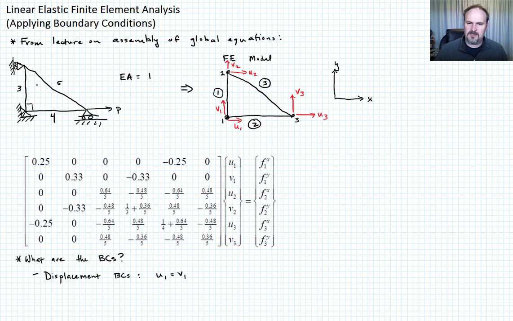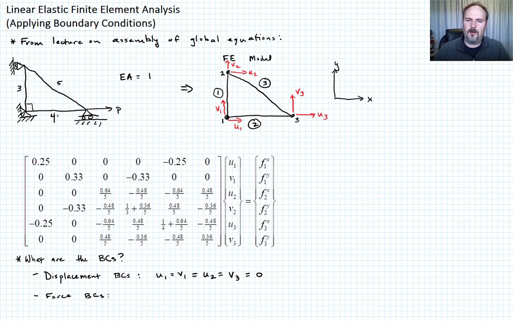What else? Let's see. Let's go up to node 2. It's free to move in the y, but it is constrained in the x. So U2 will be 0. And then finally in node 3, I can freely move in the x, but not the y. So V3 is going to be constrained to be 0. And they're all going to be 0 in this case. Okay? And then how about the force boundary conditions?